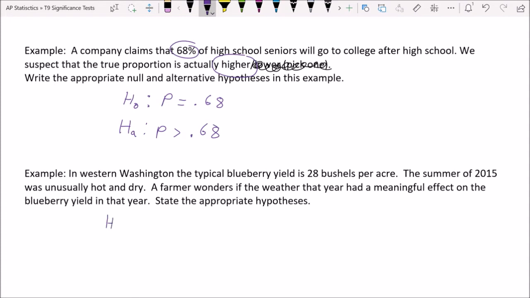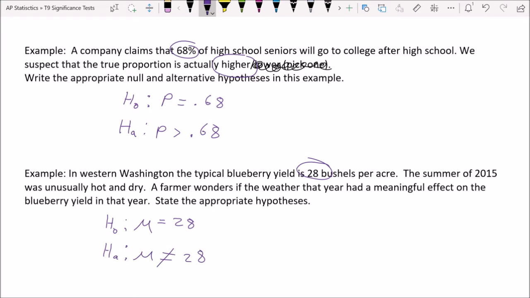So the null hypothesis is that the mean, and remember, this is a parameter, not a statistic, so you don't get to use x bar. We do have to use mu for this because we're making an inference about the population, not about a sample. So the mean, we know the historical average, and they gave that to us, was 28. And so what we're wondering is if the mean yield in 2015 was different than 28.